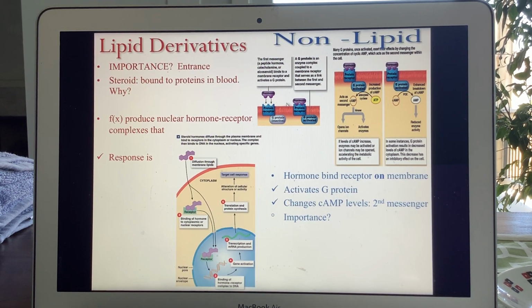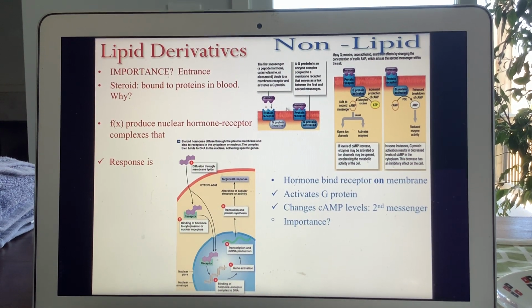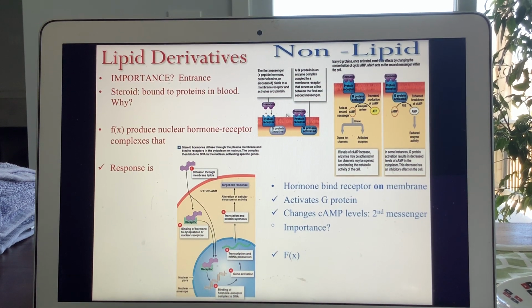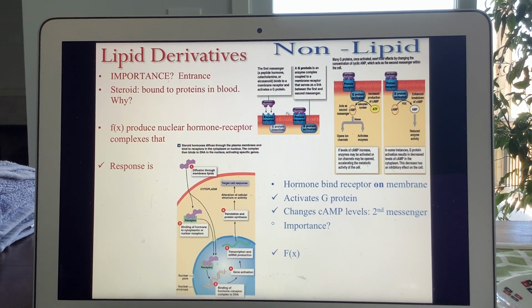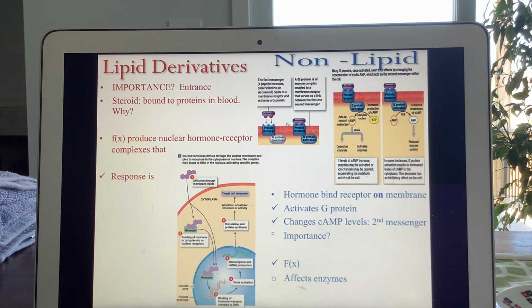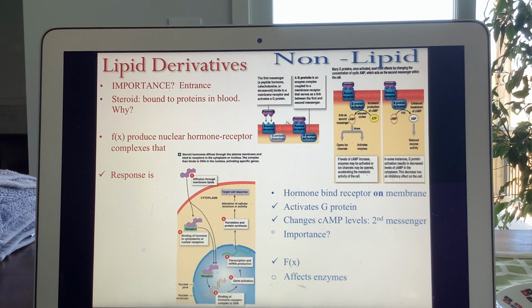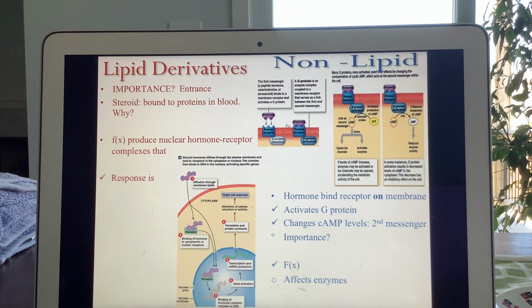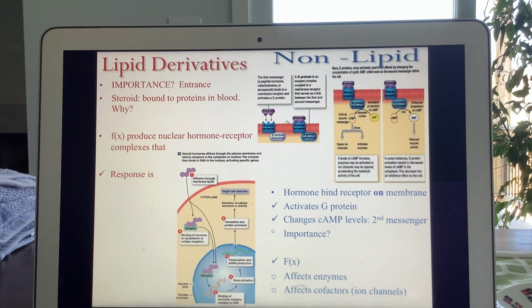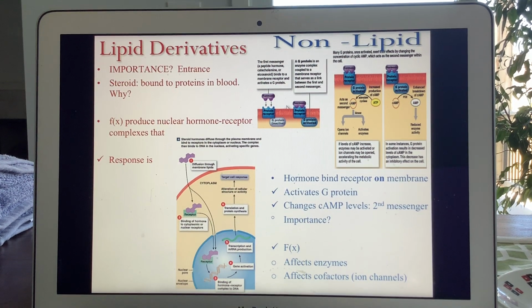We talk about amplifying the response. That means that you're going to have one hormone and multiple responses. So when we talk about protein hormones, f of x, again, remember, means function. They're going to affect enzymes. Notice it says plural. It's going to affect multiple enzymes. Those will be activated. If you activate multiple enzymes, you're going to have multiple responses. They can affect cofactors, and those cofactors are going to affect ion channels.